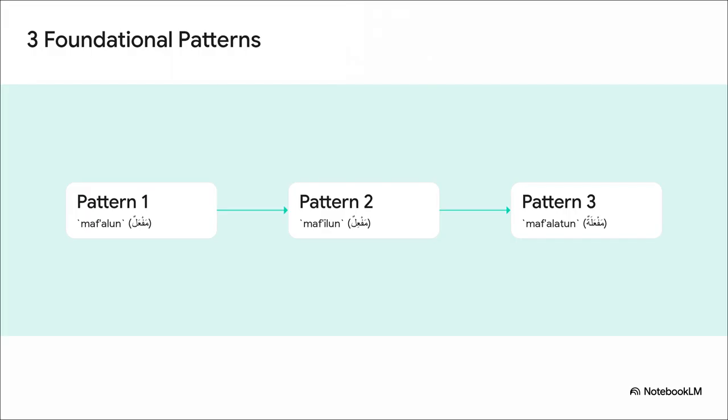And here they are, your three foundational patterns. The best way to think of these is like molds. You take the three root letters of a verb, you pour them into one of these molds, and what comes out is a brand new action-packed noun of time or place.